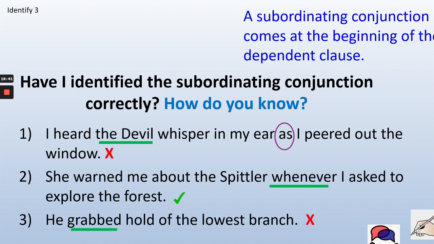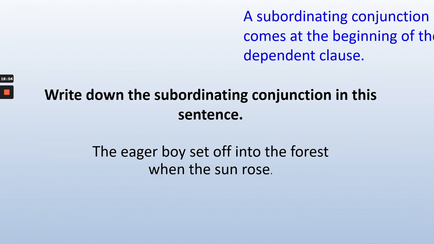Press pause if you need to go through your answer again, or give yourself a tick and let's continue if you got those correct. Fantastic work. Well done on focusing so hard this lesson so far. Write down the subordinating conjunction in this sentence. The eager boy set off into the forest when the sun rose. Remember, a subordinating conjunction comes at the beginning of the dependent clause. Press pause while you write down the subordinating conjunction and then press play when you're ready to check your answer.